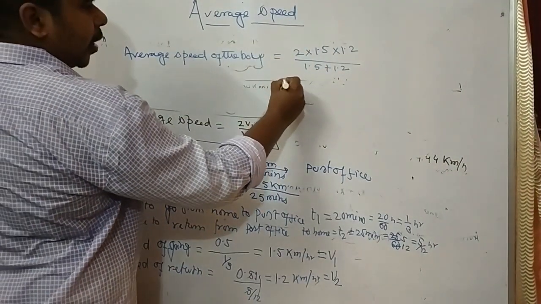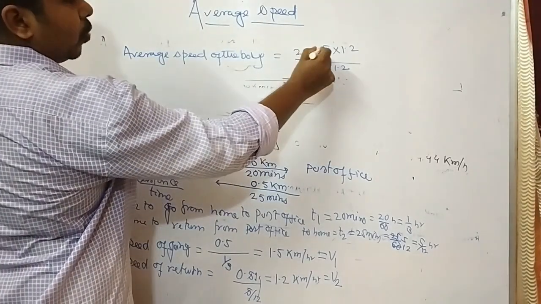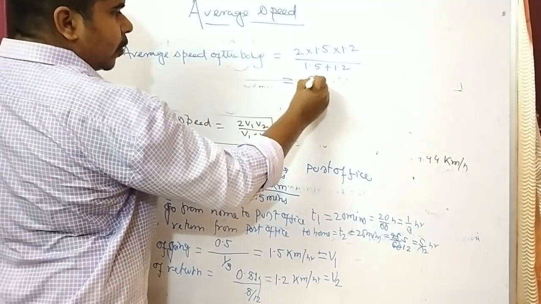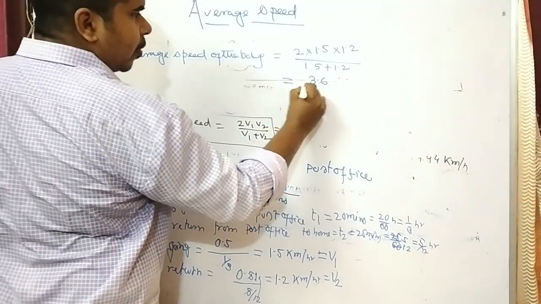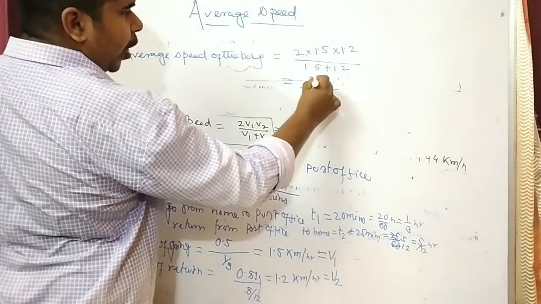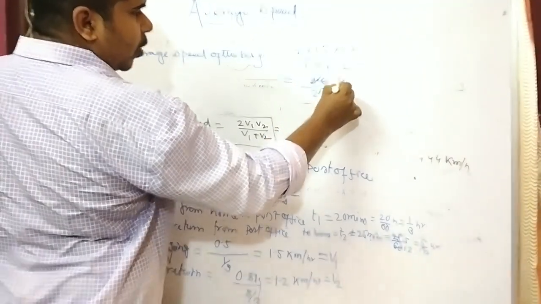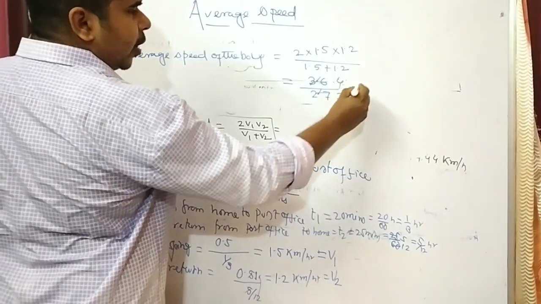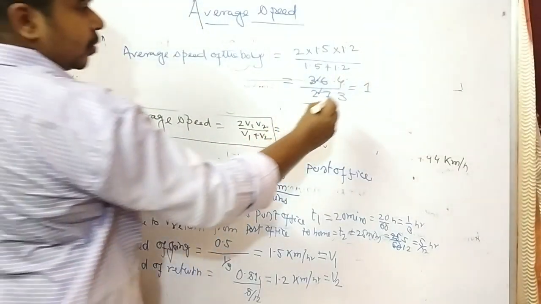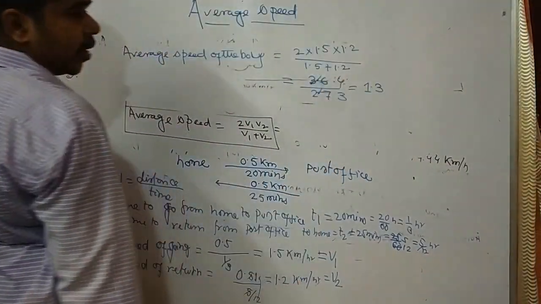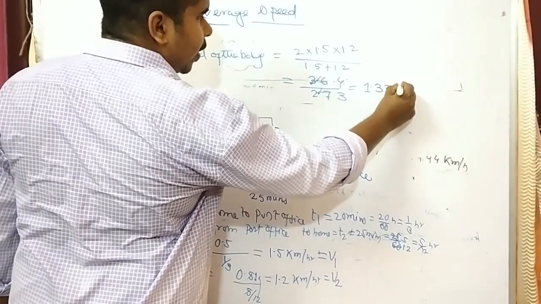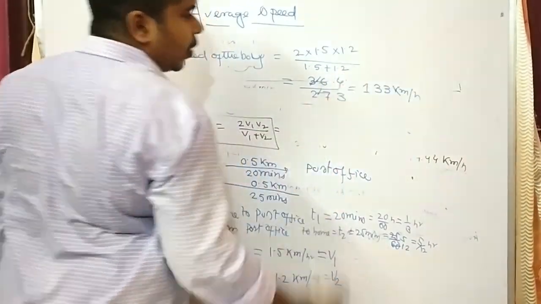2 into V1 means 1.5, V2 that is 1.2, and V1 plus V2, 1.5 plus 1.2. So let's calculate. 1.2 into 1.5, it is 1.8, and 3 into 1.2 is 3.6 by 2.7. The point will be cancelled out, so it comes to 1.33 kilometer per hour.